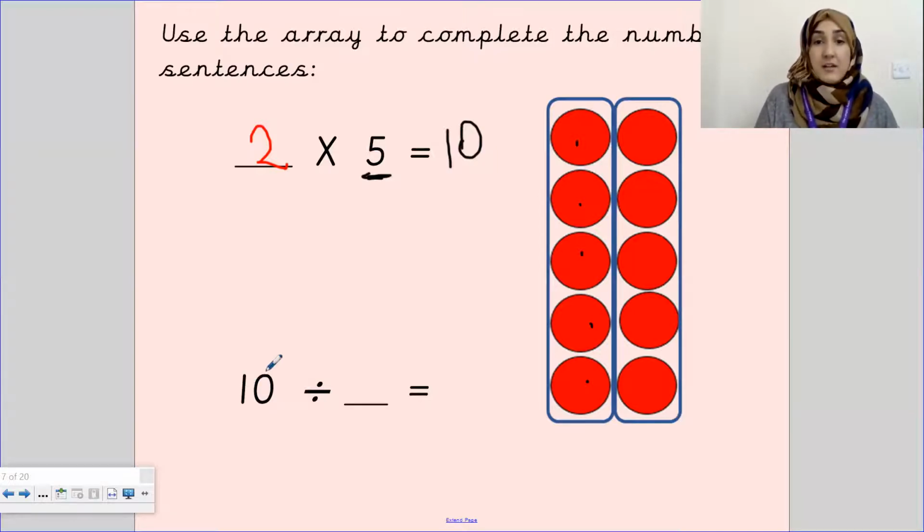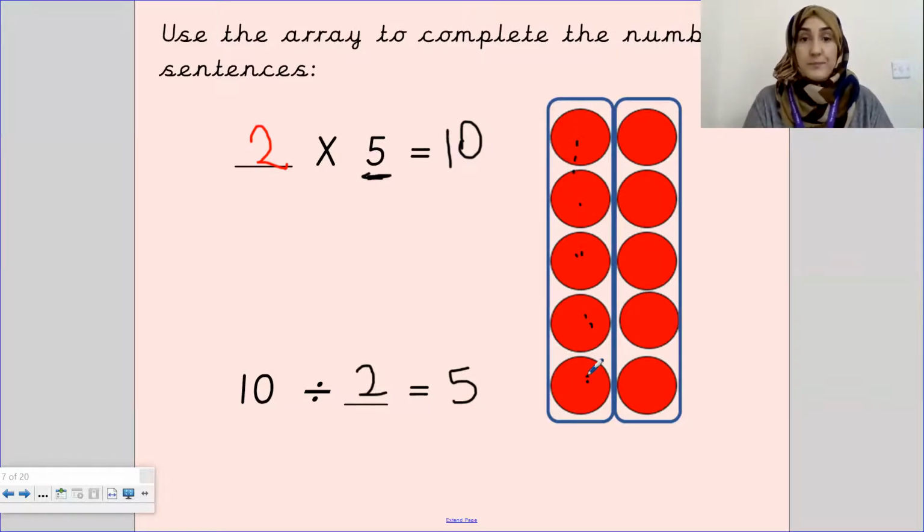Now, 10. I'm going to now complete my division sentence. So I can see that there are 2 groups here. There were 10 counters altogether. They have been shared equally into 2 groups and there are 5 counters in each group. So 10 counters divided into 2 groups equals 1, 2, 3, 4, 5 counters in each group.